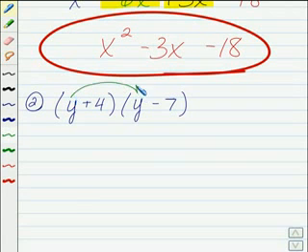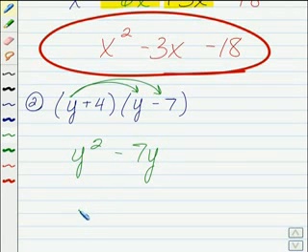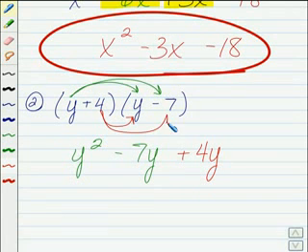When we multiply together our first two terms here, you should have gotten y squared. Then we'll multiply together our outer two terms, giving us negative 7y. When we multiply our inner two terms together, we get plus 4y. And our last two terms, 4 times 7 is 28, but that will be negative there.